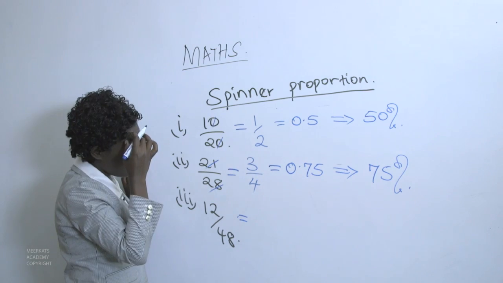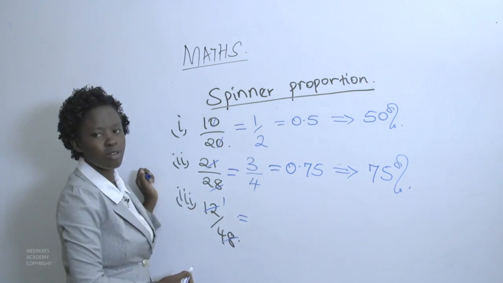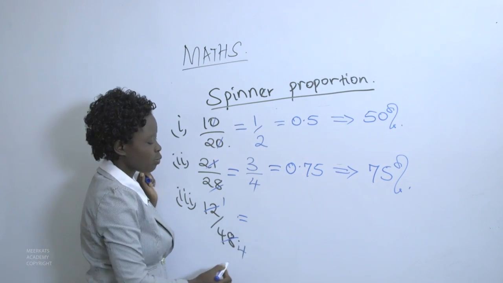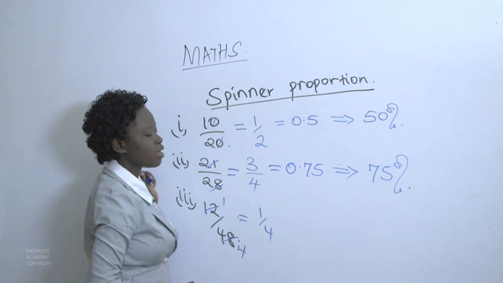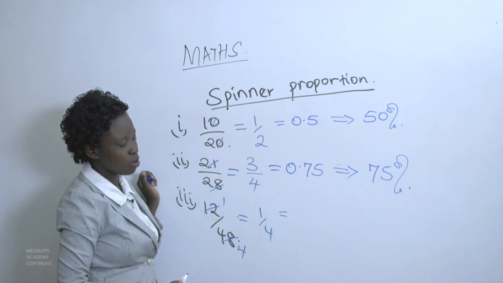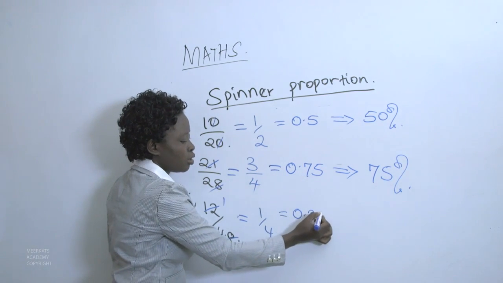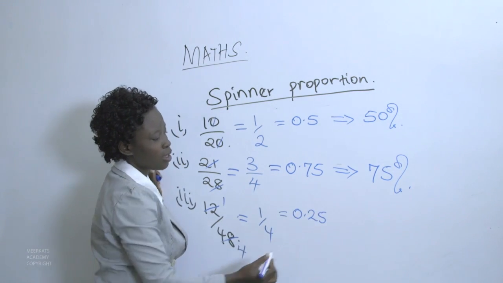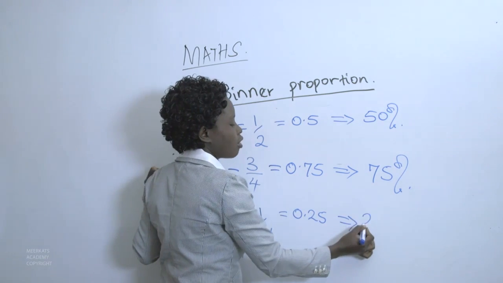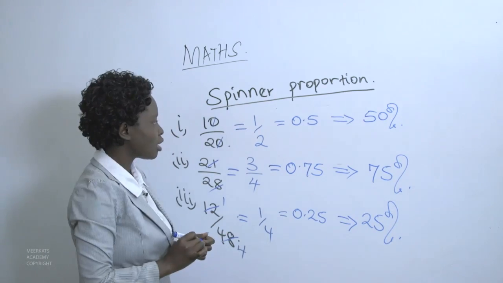Next, 12 over 48. 12 into 12 once, 12 into 48, that is 4. We are having 1 over 4 as the fraction in its simplest form. Converting 1 over 4 to decimal, we have 0.25. Then as a percentage, we are having 25%.